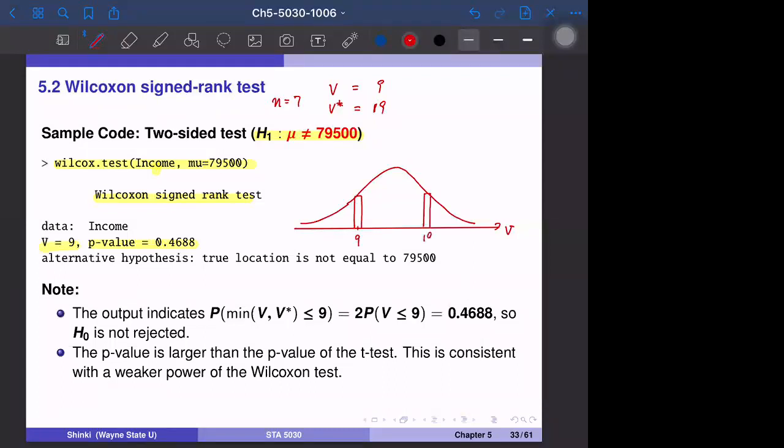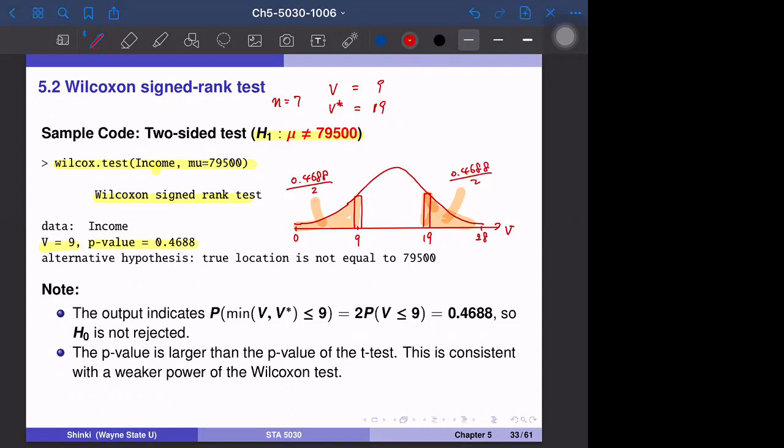The corresponding one is 19. The smallest possible value is 0, and the largest possible value is 28. Then the p-value is 0.4688 for the two-sided test. That means the area of this part plus this part is equal to 0.4688. So this area is equal to half of that number, 0.4688 over 2, so about 0.2344.